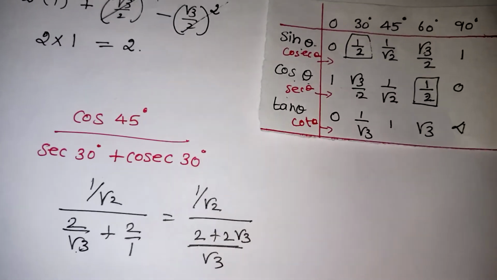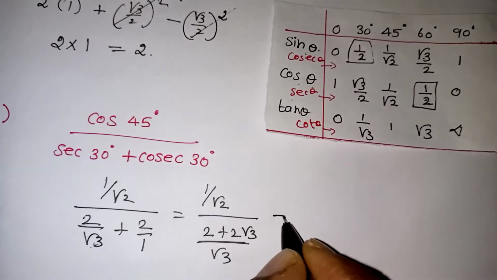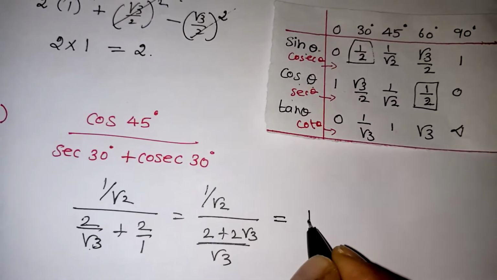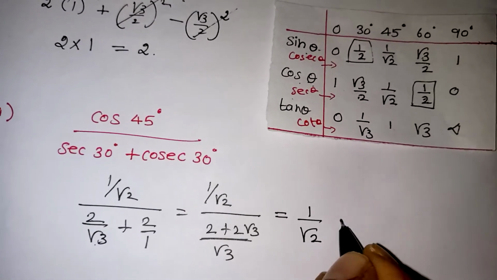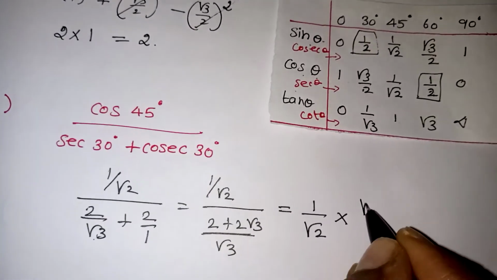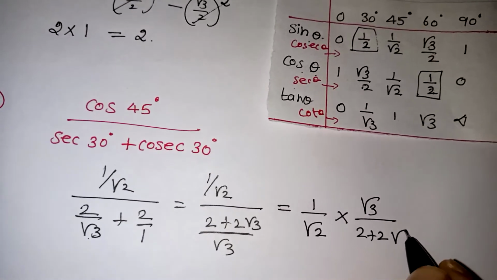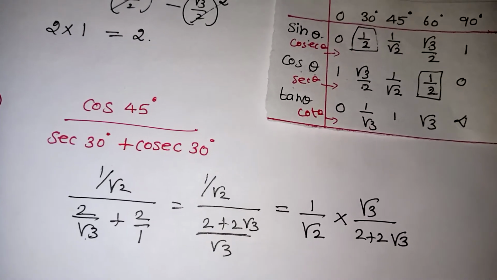In the denominator term, we also have a fraction. So the fraction you should take to the numerator, and it will become reciprocal. How? The numerator you just write as it is, multiplied by this denominator term alone, which will become reciprocal. That is root 3 by 2 plus 2 root 2, so we have to write 2 root 3.